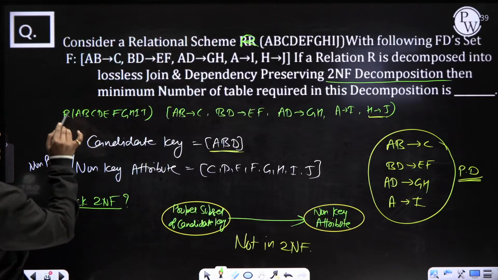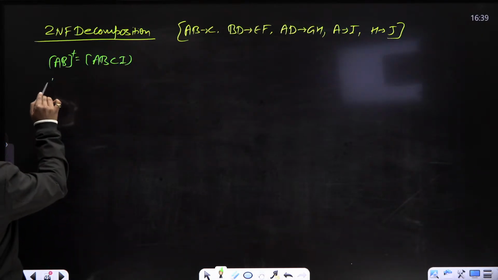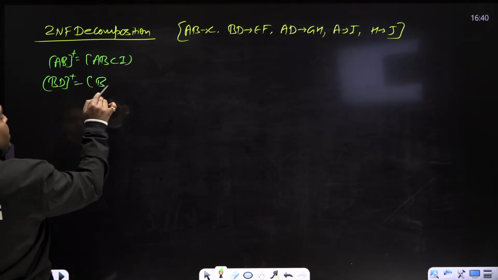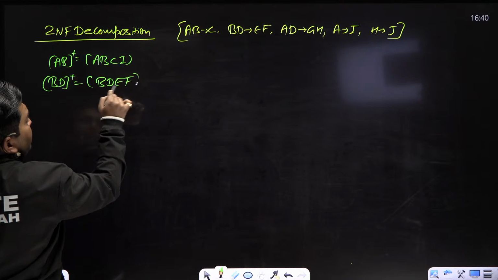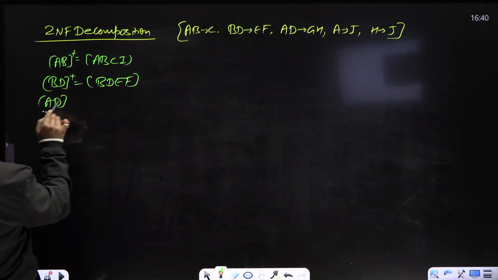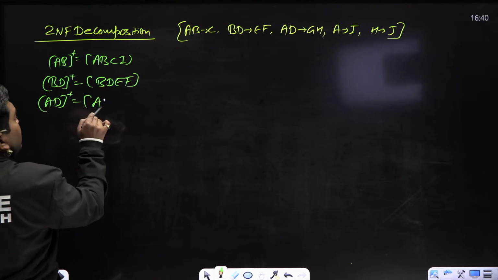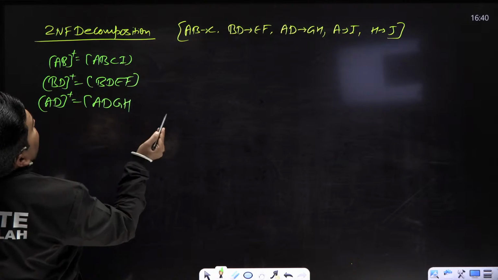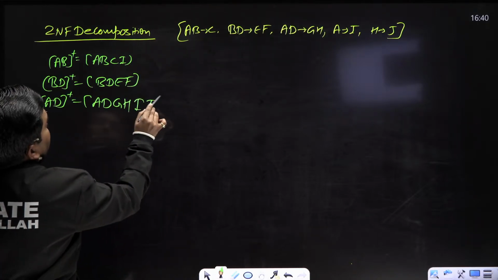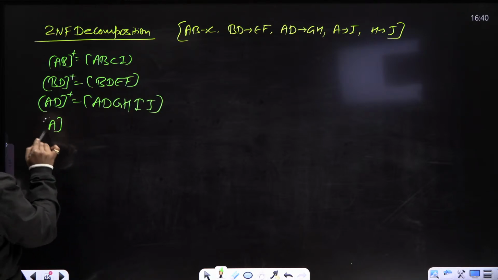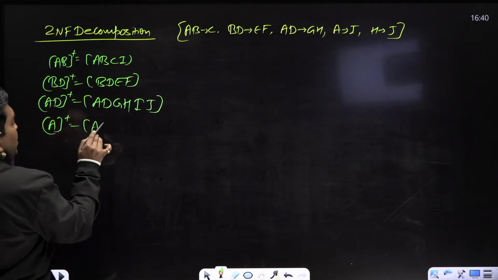Okay. Second one is BD. BD closure is what? B, D, E, F. Third one is AD. Take a closure of AD. What we are getting? A, D, G, H and A to I and J. Next one is A. A tends to I.